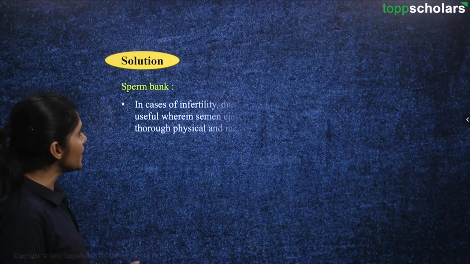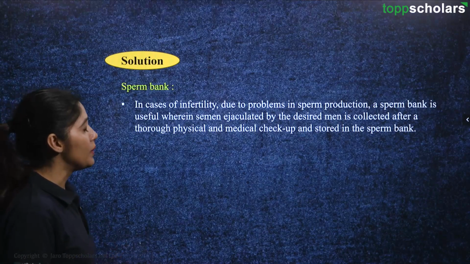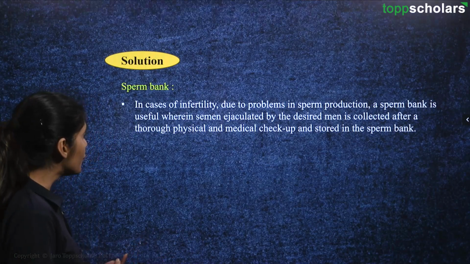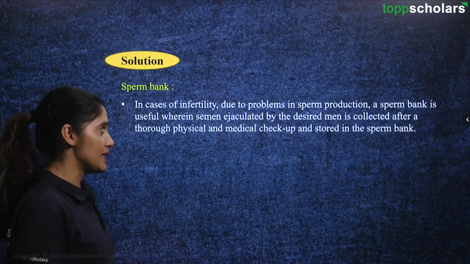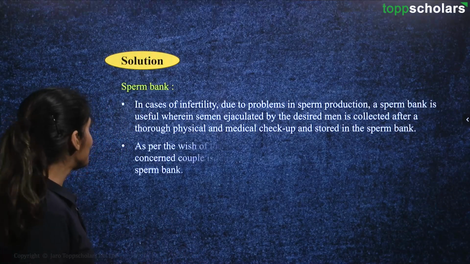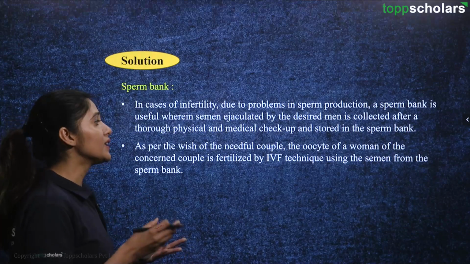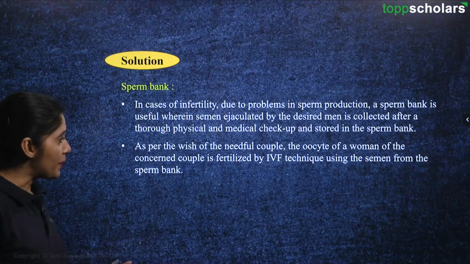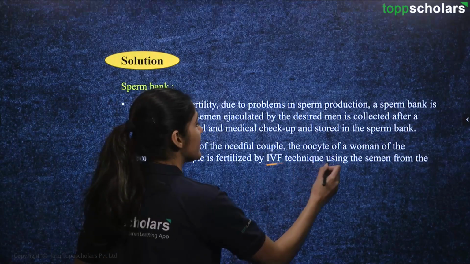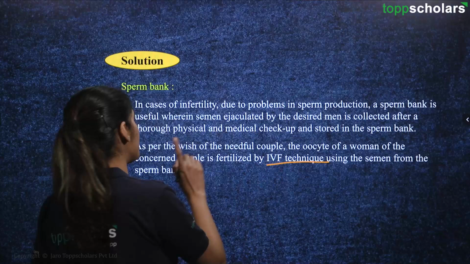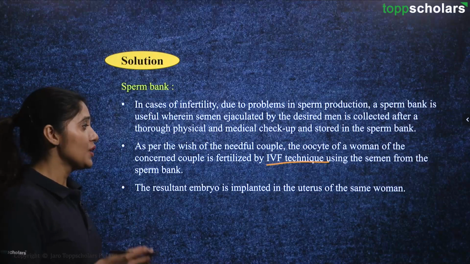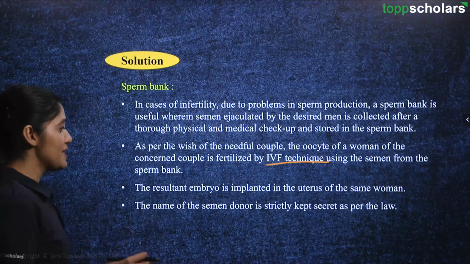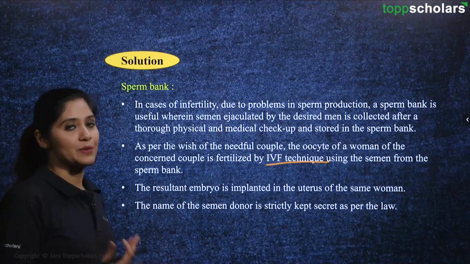Now, the next one is sperm bank. What is a sperm bank? In case of infertility due to problems in sperm production, a sperm bank is useful, wherein semen ejaculated by the desired man is collected after thorough physical and medical checkup and stored in the sperm bank. As per the wish of the needful couple, the oocyte of the woman of the concerned couple is fertilized by the IVF technique that we saw earlier, using the semen from the sperm bank. Then the resultant embryo is implanted in the uterus of the same woman. The name of the semen donor is strictly kept secret as per the law.